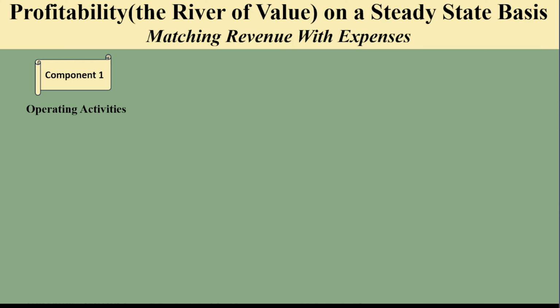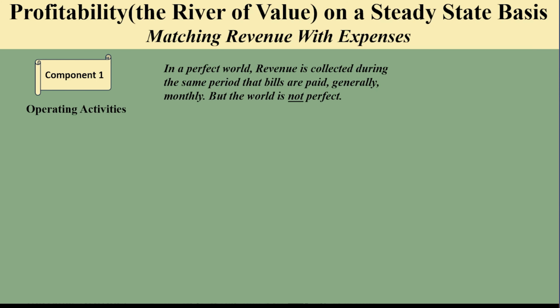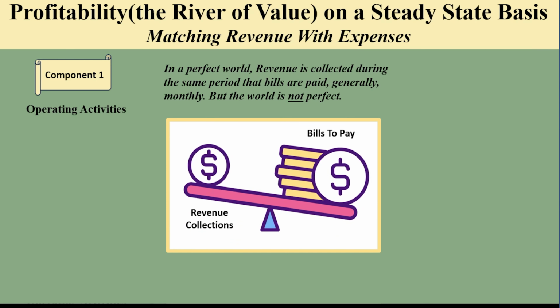Let me help you understand what I mean. In a perfect world, revenue is collected during the same period that bills are paid, generally monthly. But the world, as we all know, is not a perfect world. There is revenue to collect and bills to pay.